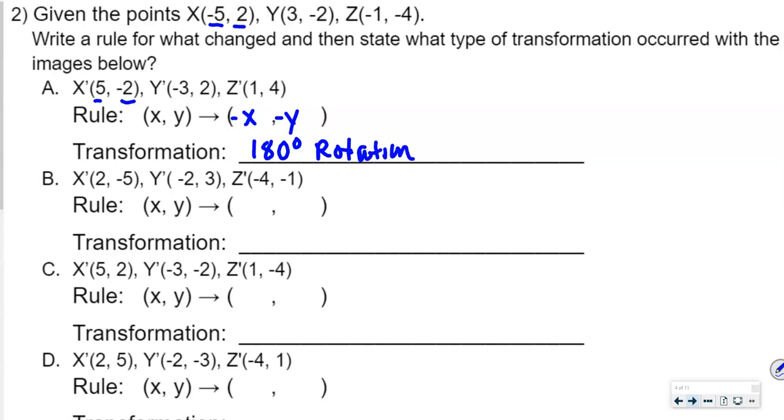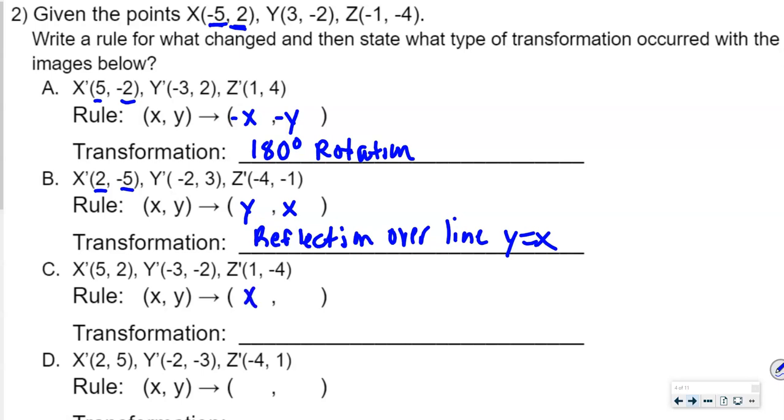So this next one, again, comparing it to negative 5, 2, I noticed immediately that they flip. So I'm going to put y, x, and then we're looking at the signs of the terms. The 2 stayed positive, the 5 stayed negative. So it's just y, x. So this is a reflection over the line y equals x.